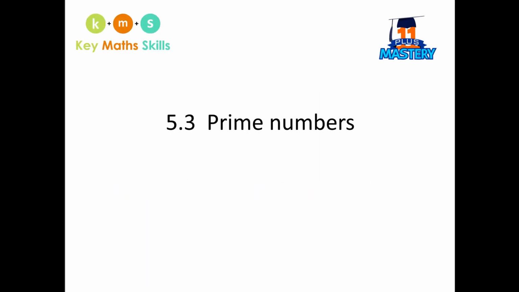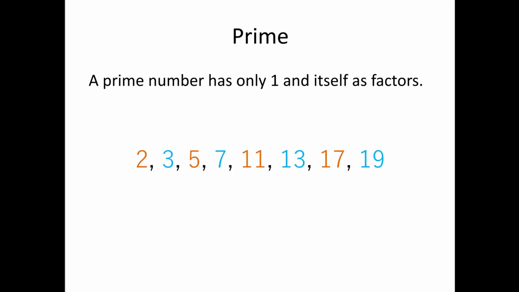Prime numbers. A prime number has only 1 and itself as factors. It's useful to know the first prime numbers. The prime numbers below 20 are on the screen. They are 2, 3, 5, 7, 11, 13, 17 and 19.